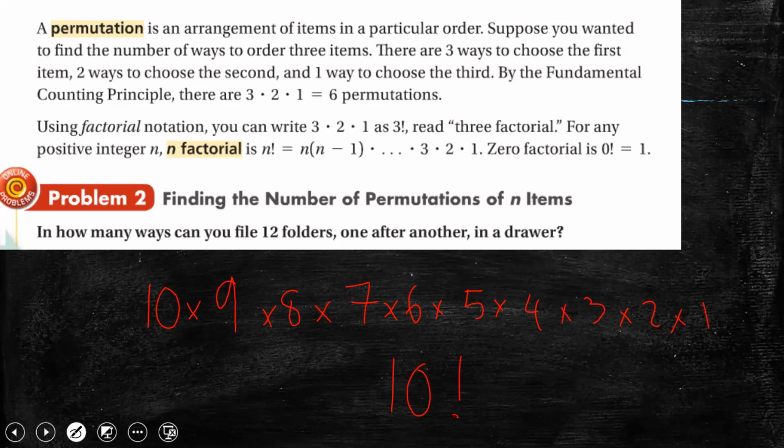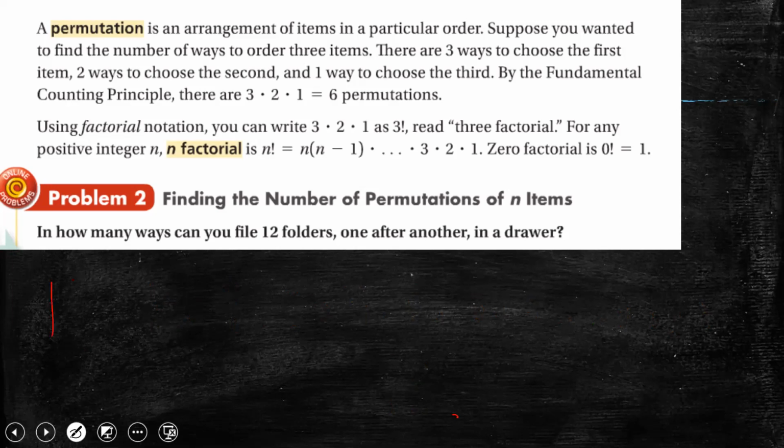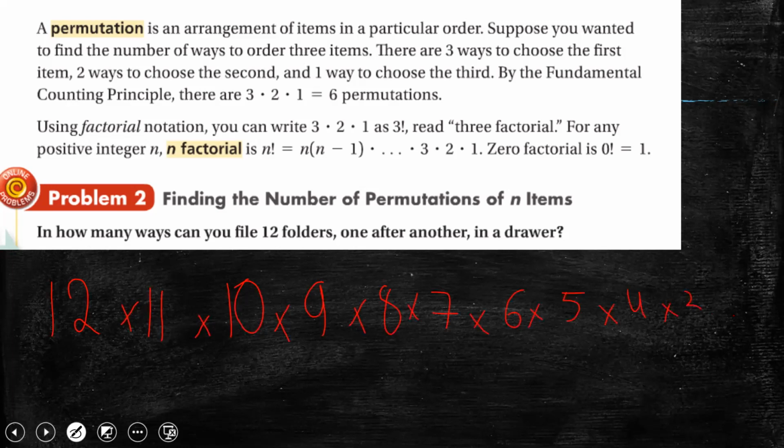Here you have 12 folders. You want to file these 12 folders, arranging them one by one. The first time you will have 12 folders. When you take one of them, you have 11 folders. After you take another one, you have 10. And then you have 9, 8, 7, 6, 5, 4, 3, 2, 1, and I will stop here. Or I can write it as 12 factorial.